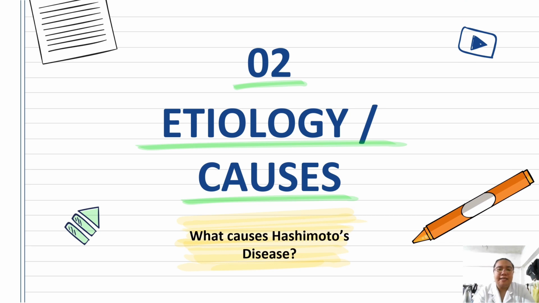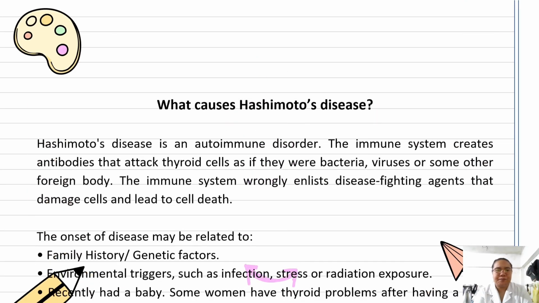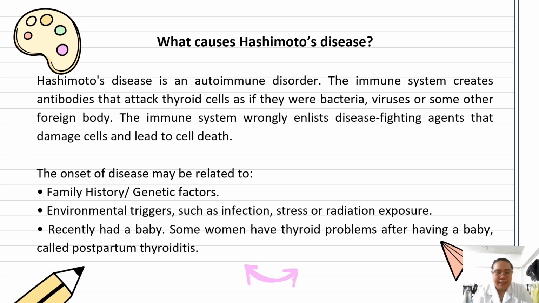The next is the etiology or the causes of Hashimoto's disease. Hashimoto's disease is an autoimmune disorder. So the immune system creates antibodies that attack thyroid cells as if they were bacteria, viruses, or some other foreign bodies. The immune system wrongly enlists disease-fighting agents that damage cells that can lead to cell death.